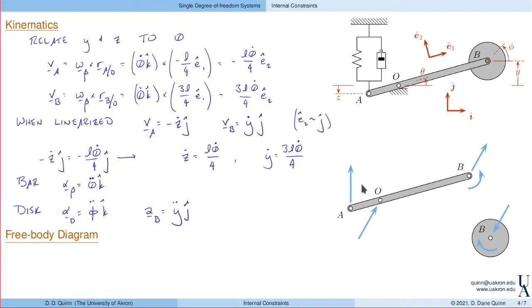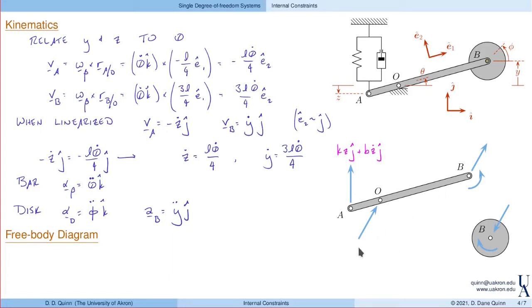So we have these forces that we've identified previously. I want to actually write down what they are. For the spring and the damping force, if z is positive, that means A moves down, this force moves up, and it can be written as K times z, and to that I'll add the damping force, B times z dot in the j direction.